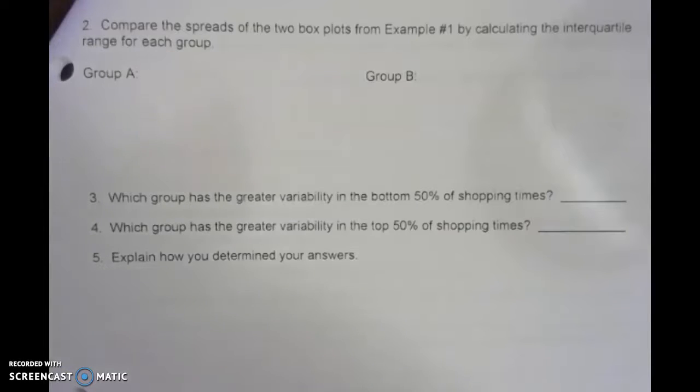Example 2 asks us to compare the spreads of the two box plots from example 1 by calculating the interquartile range for each group. So we're going to go ahead and do that right now. I'll give you a few moments to do that. Remember that the interquartile range is calculated by doing Q3 minus Q1.